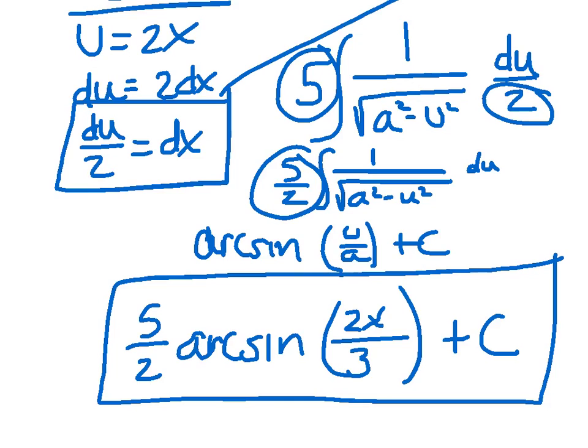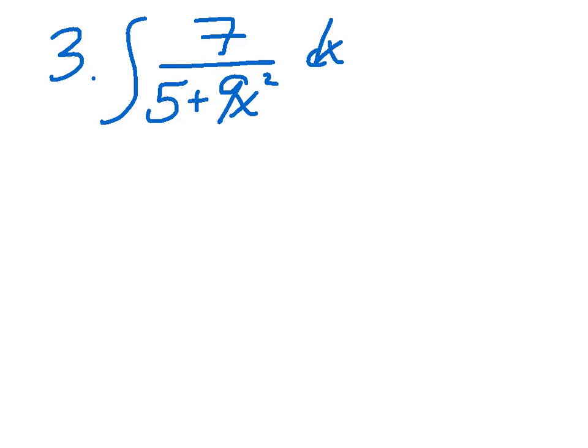Like I said, we'll try a couple more together. And again, you just pause it, rewind it as many times as you need to, and hopefully we'll be in good shape. All right, number 3, the integral of 7 over 5 plus 9x squared dx. So again, please, please make sure you try u sub first. A lot of times it works.